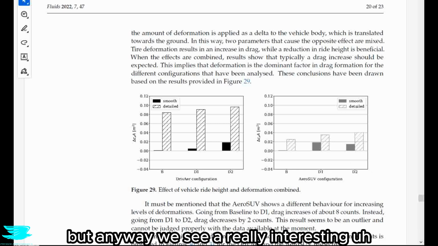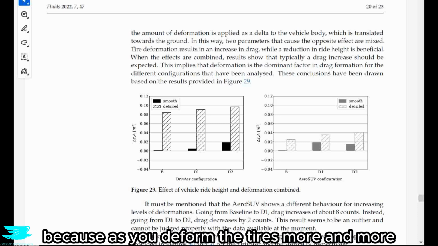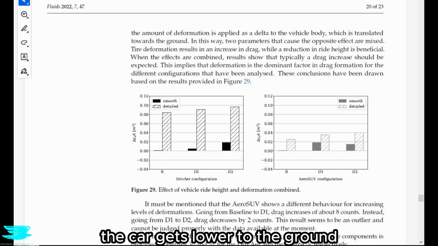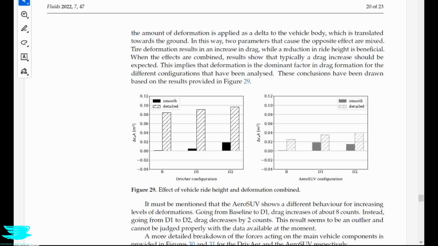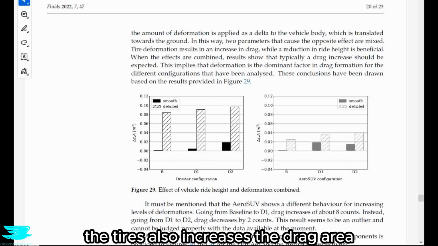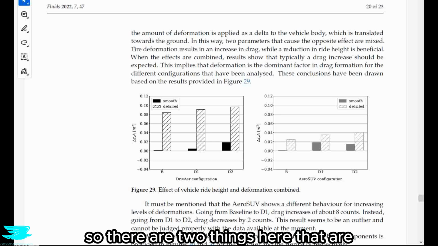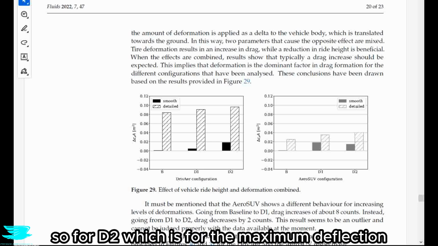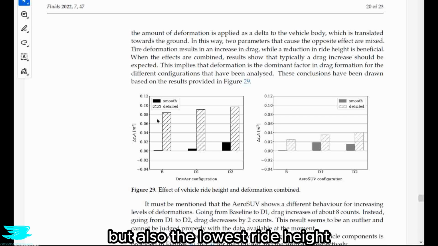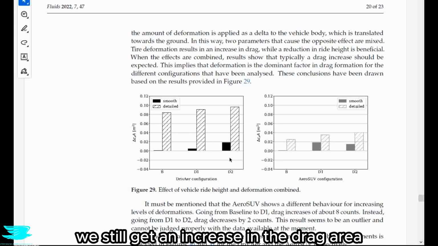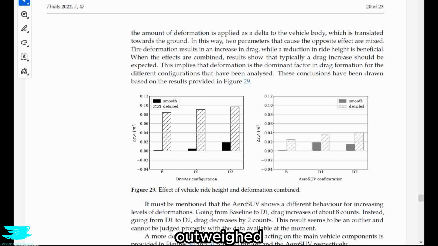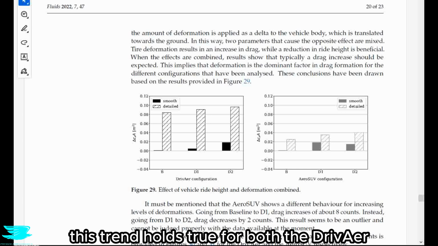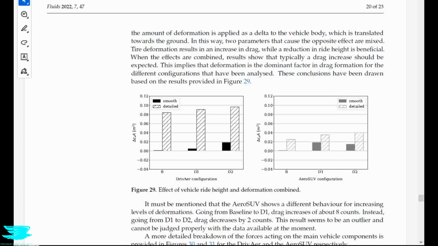But anyway, we see a really interesting turn of events because as you deform the tires more and more, the car gets lower to the ground and that reduces the drag area. But we also saw that deforming the tires also increases the drag area. So there are two things here that are really at odds with each other. Which one will win? So for D2, which is for the maximum deflection, but also the lowest ride height, we still get an increased drag area. So the negative effect of the tire deformation outweighed the positive effect of the lower ride height. This trend holds true for both the Drive Air car and the Aero SUV car.